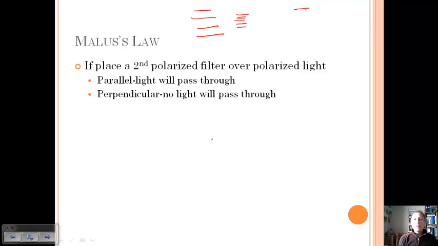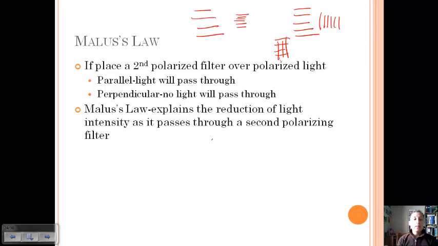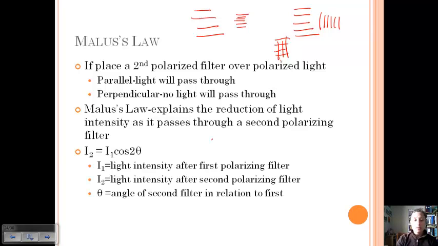Well, let's say we have one polarizing filter this way, and then we do another one this direction. So now they're perpendicular. If you put those two together, you're forming this grid where basically no wavelength of light can pass through. So you're blocking things completely. Malus's law explains the reduction of light intensity as it passes through a second polarizing filter. So we're reducing what waves can pass through every time we apply one of these filters.